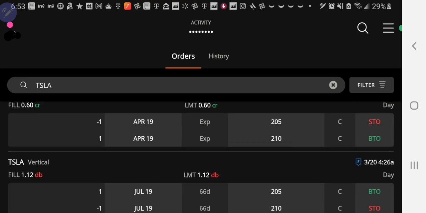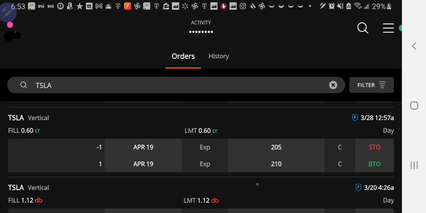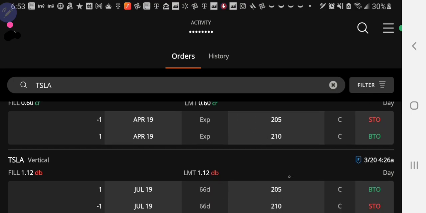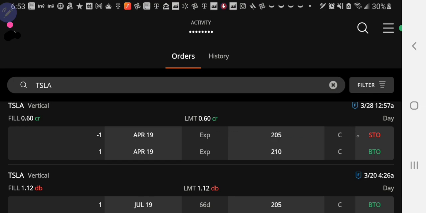So anyway, this is for July. I'm not going to say whether I still have the position on or not, because I don't want people trying to copy trade. But for this trade, I collected a credit. Now, I had to put up more. This one was a larger buying power reduction than this one, because I sold to open the lower strike call. And you notice this is a different expiration as well, so that factors into how much buying power I had to put up.